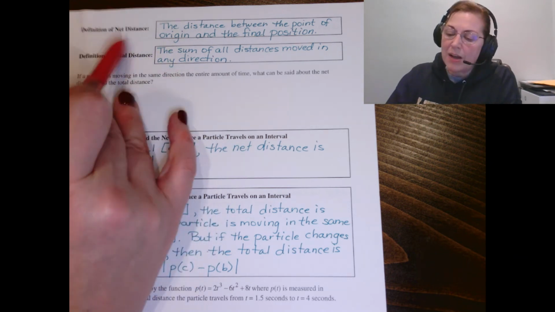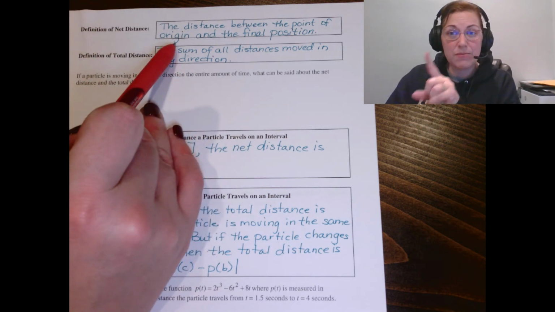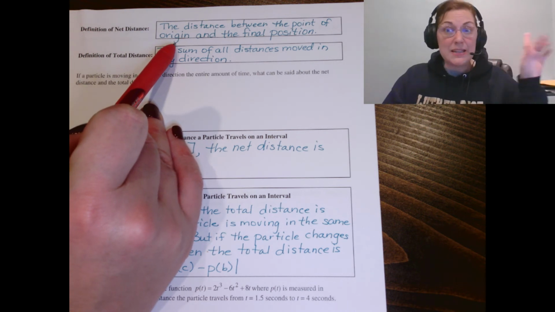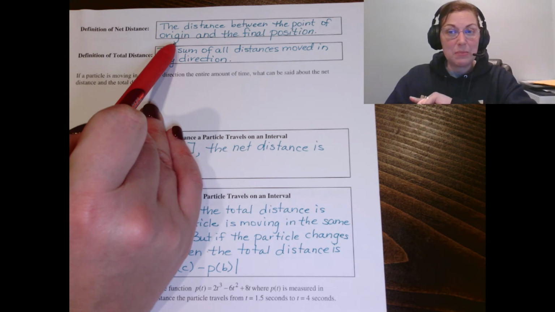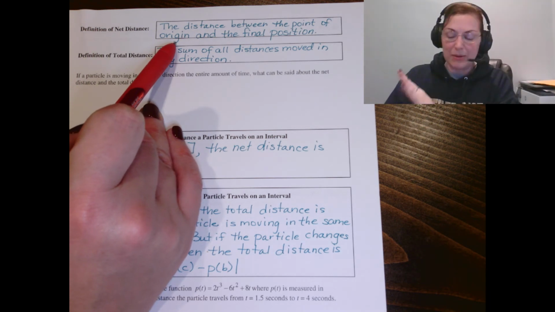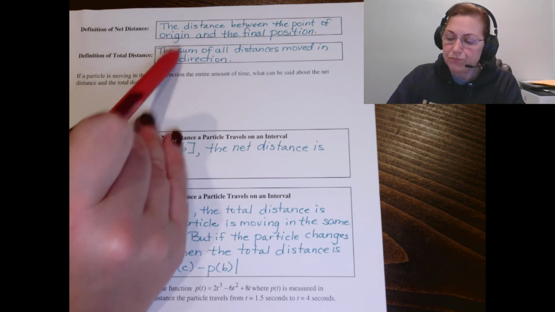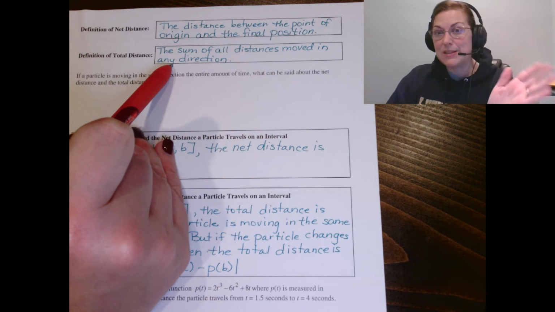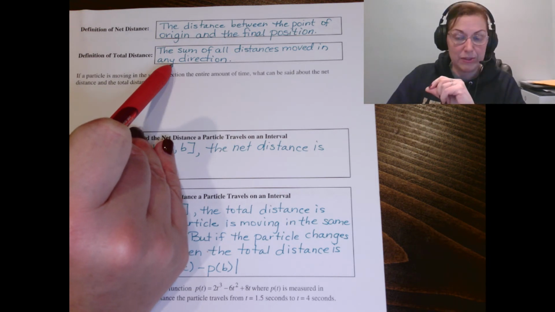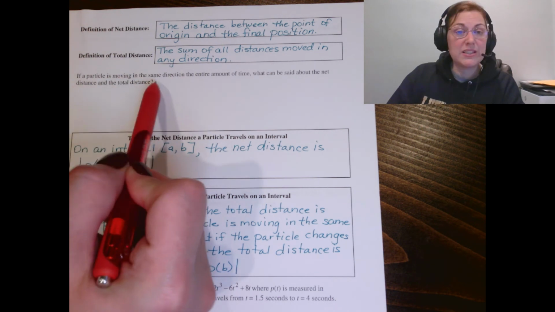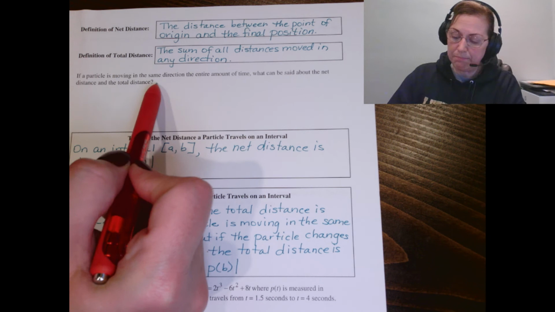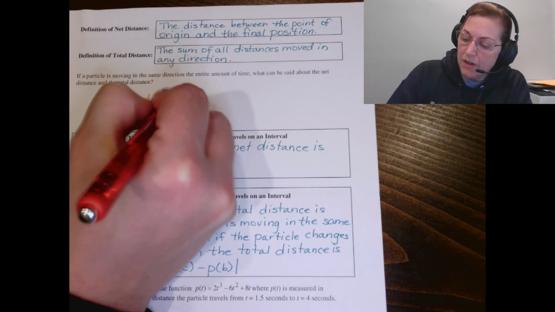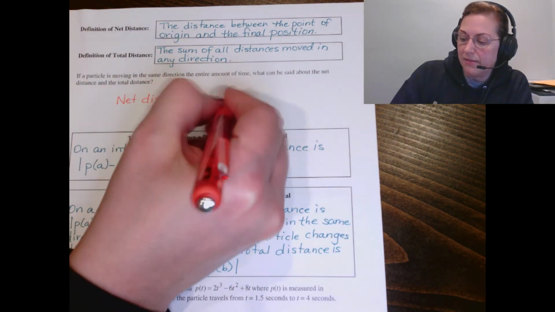So when we talk about the net distance, we're talking about the distance from the starting point to the ending point. That is simply going to be the ending point minus the starting point, or the starting point minus the ending point. You can look at it in either way. Total distance, however, means something else. Total distance means the sum of all the distances moved. So if the particle stays moving in the same direction the whole time, we know that the net distance will equal the total distance.